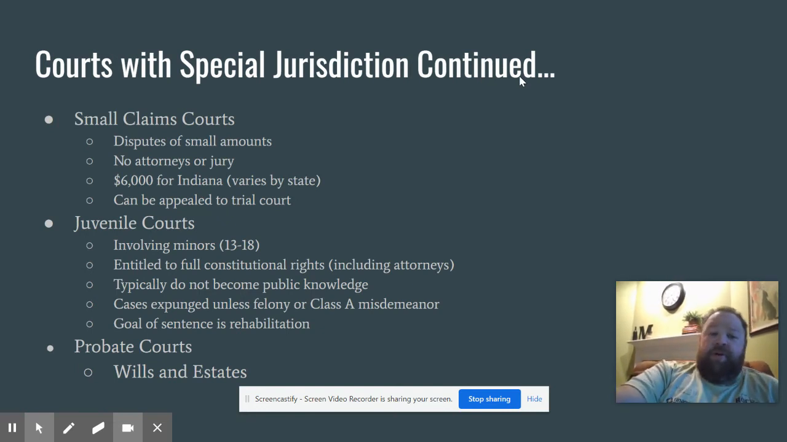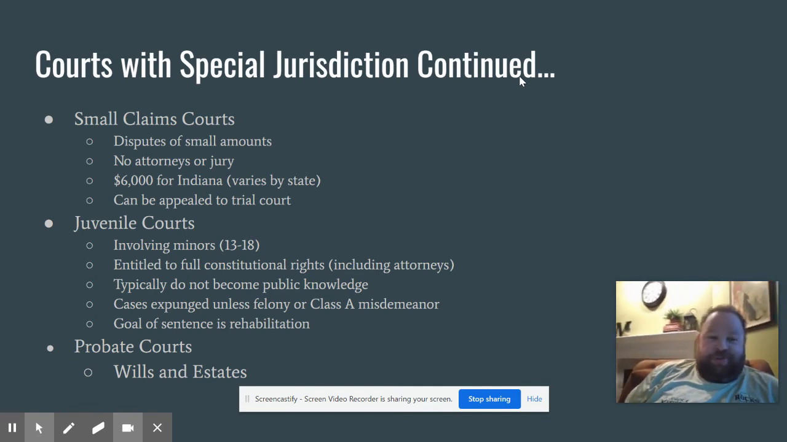We also have small claim court. Small claims are disputes of very small amounts. With small claim courts, there's no jury, there's no attorneys. It varies by state, but in Indiana, 6,000 or less gets put in small claim court. And again, they can appeal to trial courts if needed.